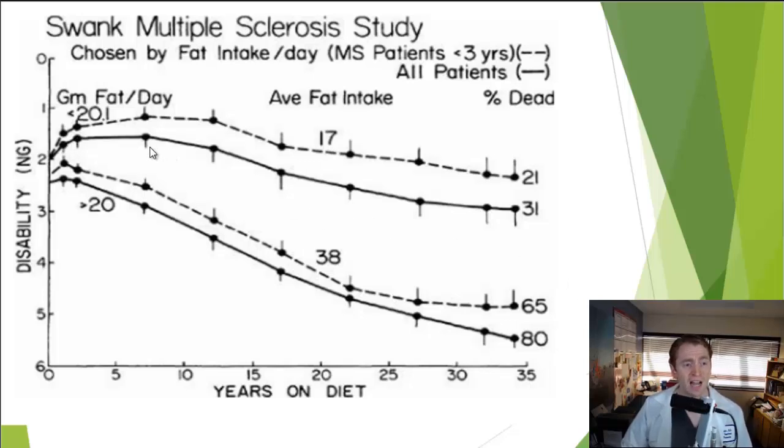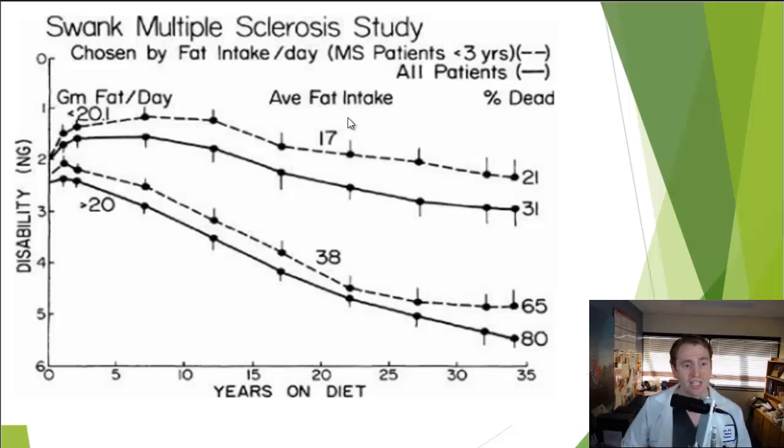And this is a busy slide, but he divided the patients into two groups. People who were compliant with the diet, meaning they ate less than 20 grams of saturated fat per day. Normally, he recommended less than 15 grams, so these were people who were fairly compliant, and those are the top two lines. And then the bottom two lines are people who ate more than 20 grams of saturated fat per day. Now, he divided this further, so the dashed lines are people who started the diet within 3 years of symptom onset, and the solid lines are all of the patients.